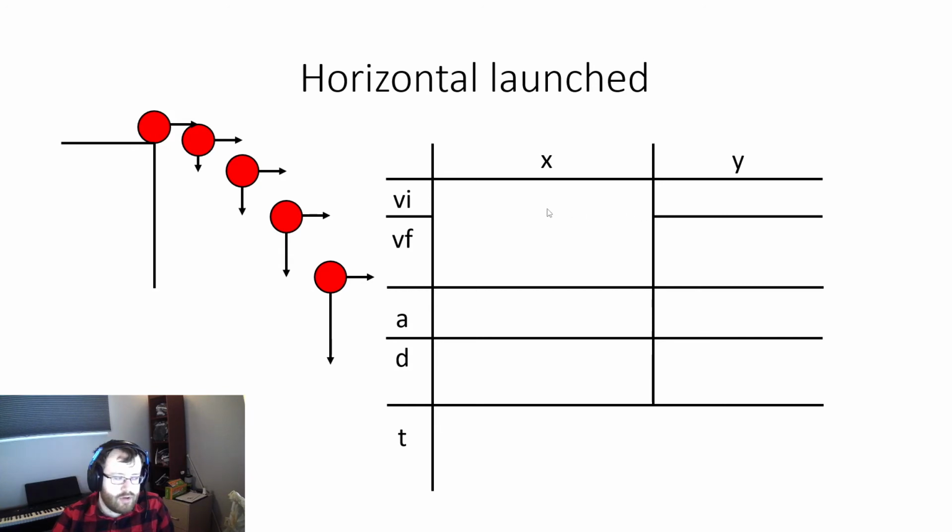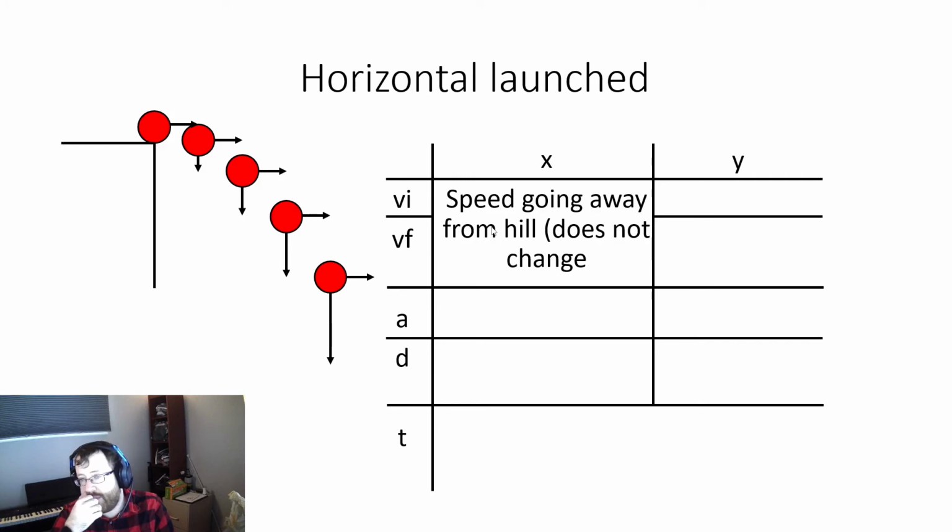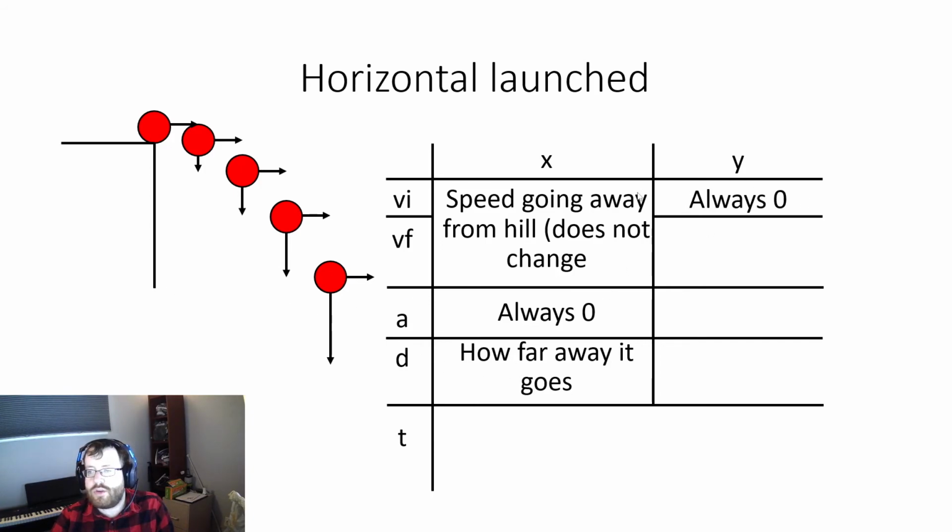In every single problem, the x, the vi, and the vf are always the same. It's the speed that it's moving away horizontally. Now, if it's off of a hill, sure, it's how fast it's rolling. If it's like a gun that's fired horizontally, like in that Mythbusters video, then it would be the speed that it's fired at. It does not change over time. And the reason why it doesn't change over time is because the a is always 0 in the x direction, and that stays the same. D is how far away it goes from the base of the cliff. This is always 0 in the y.